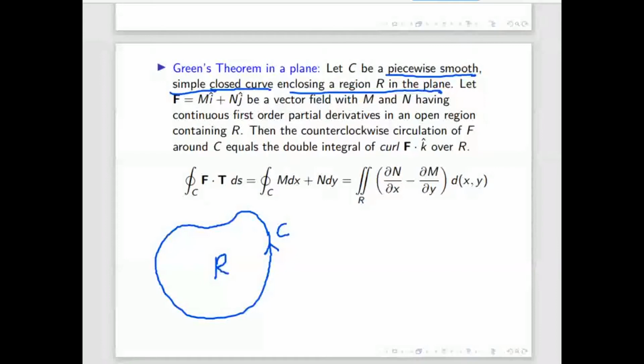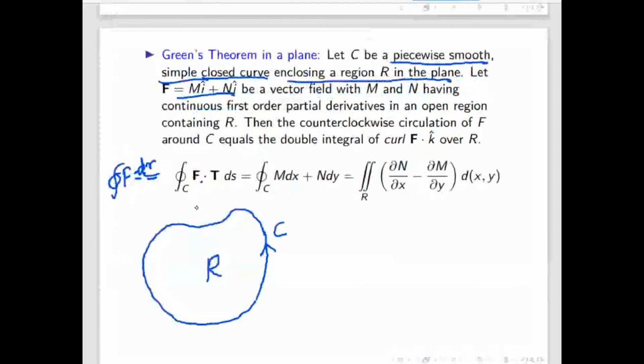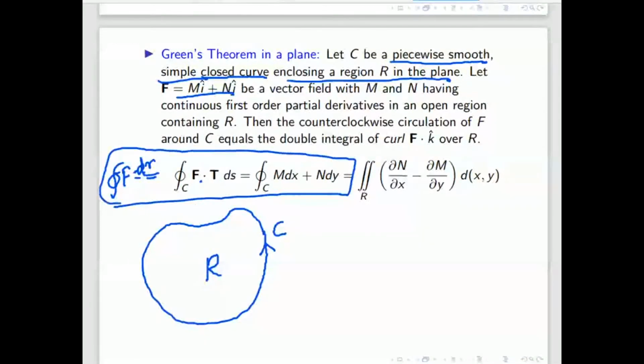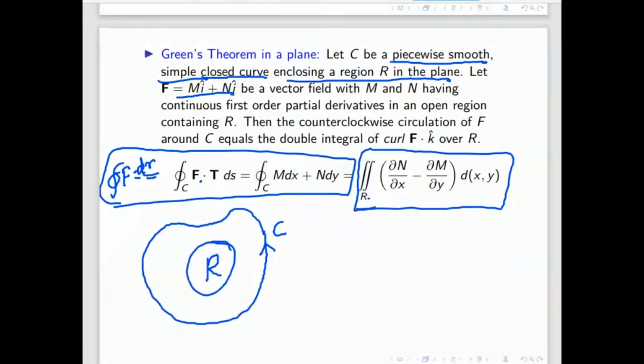And if F is a vector field, then the line integral of F, that is F dot T ds, you can also write as F dot dr. These all three are equal. We have seen all five forms are the same. Then the line integral is the same as this double integral over this region R. This is the relation between the line integral and the double integral.